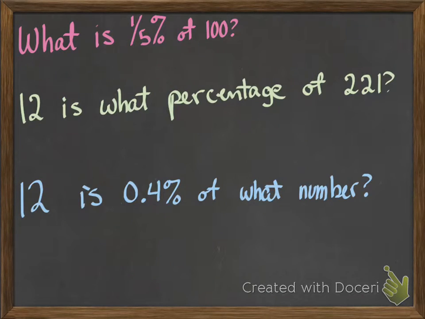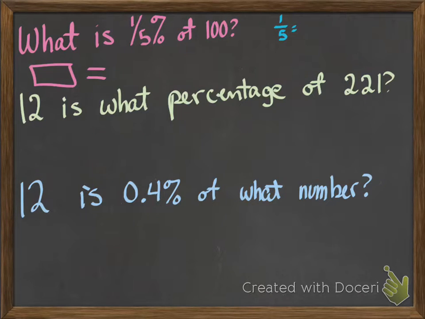Here's 3 problems. What is 1/5% of 100? 12 is what percentage of 221? 12 is 0.4% of what number? So the first one, what is, so a box means what, a variable, an unknown. Is means equals. Now we have to be careful here. 1/5%, so we got to do some scratch work.